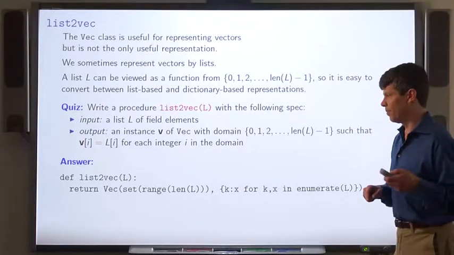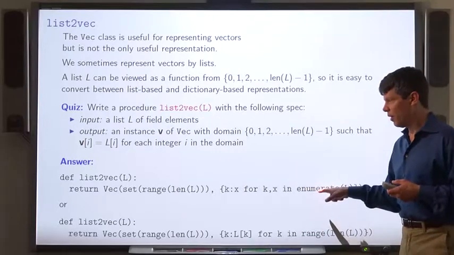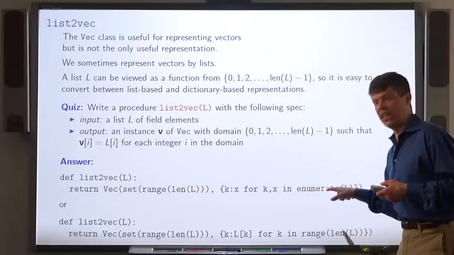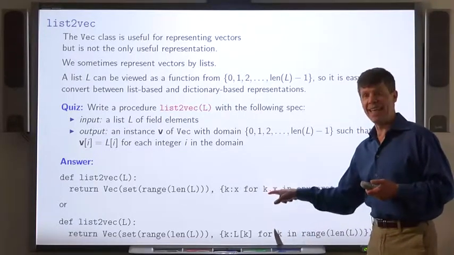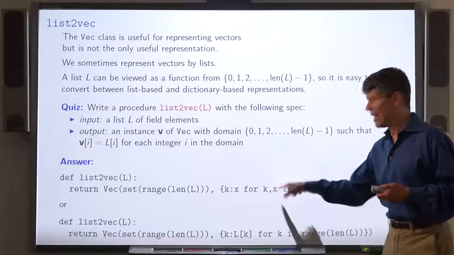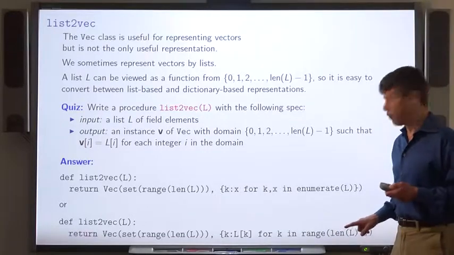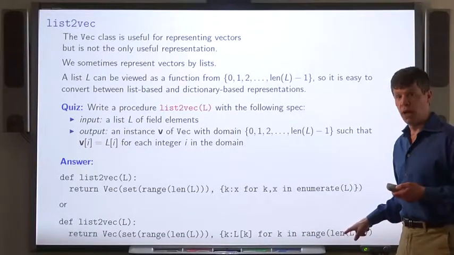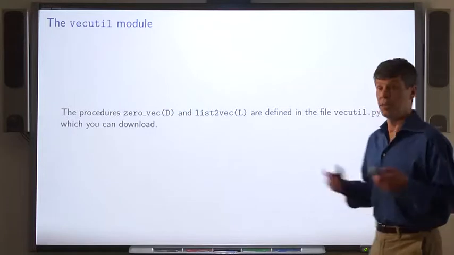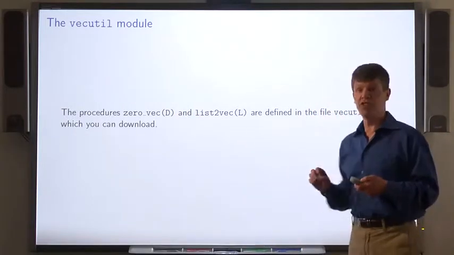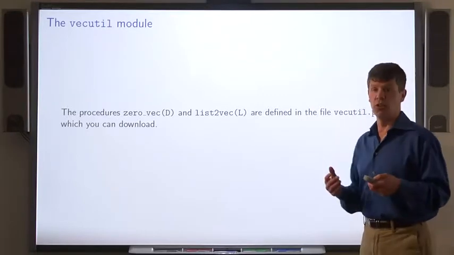Here's the answer. Here's an alternative. This first solution uses this handy enumerate procedure, which allows you to enumerate over the pairs k, x, where k is an index into the list and x is the corresponding element. And this is using a more traditional loop in which we iterate through the indices into the list. The procedures zero vec and list2vec, which you've written in quizzes, are defined for you in the file vecutil, which we've provided for you.